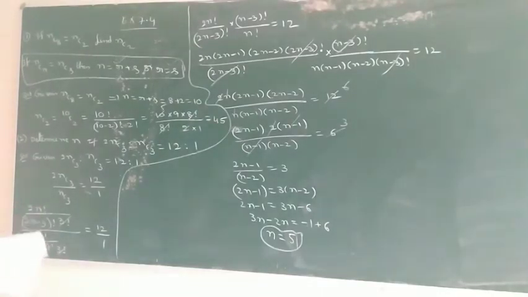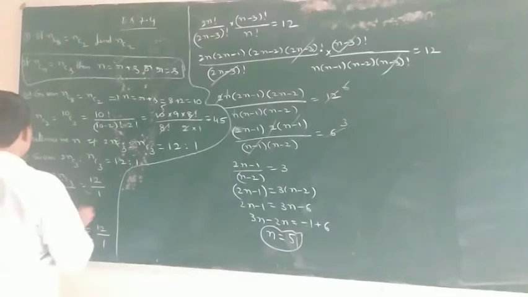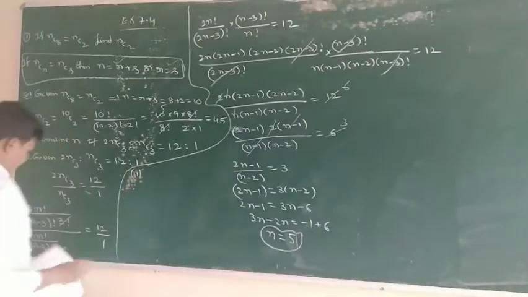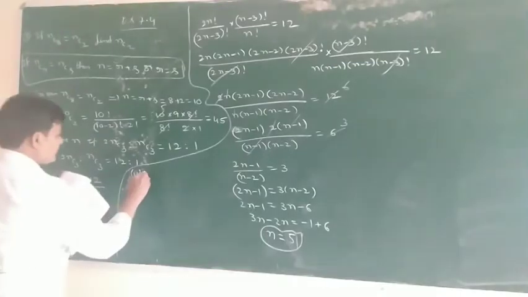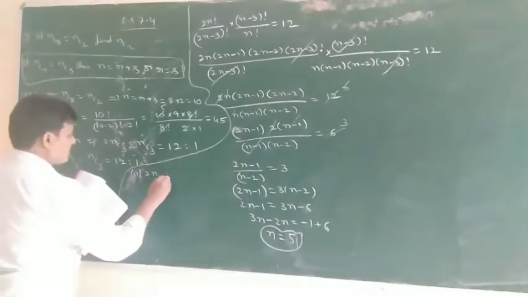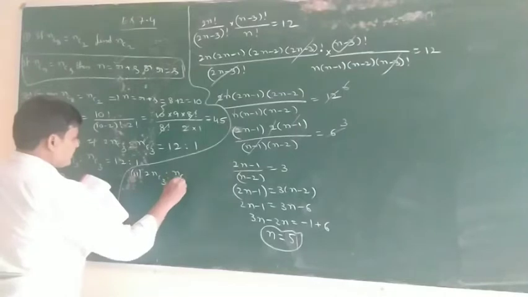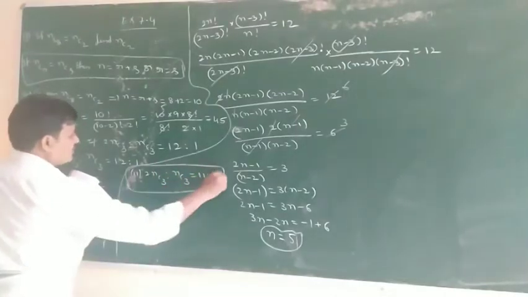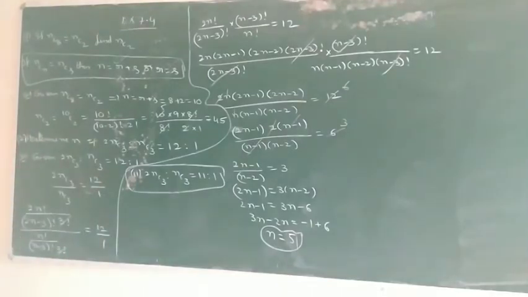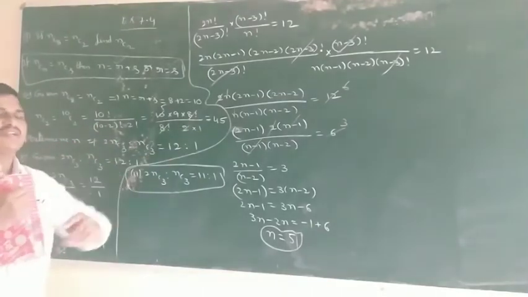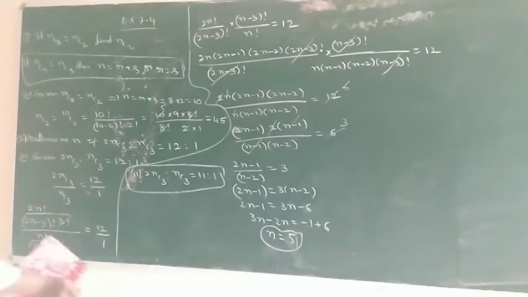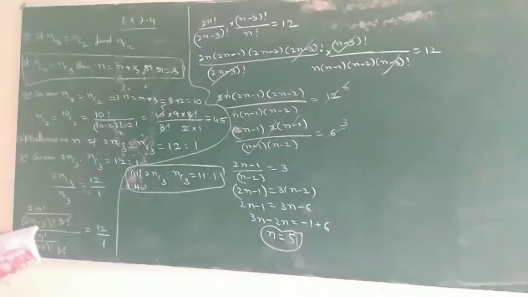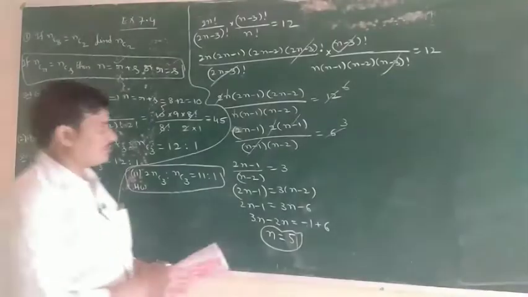Okay, this is the first bit. The second problem is the second bit, same type: 2nC3 is to nC3 is equal to 11 is to 1. Same as it is, left hand side same but right hand side different. So this is the homework. Okay, clear? Next one.